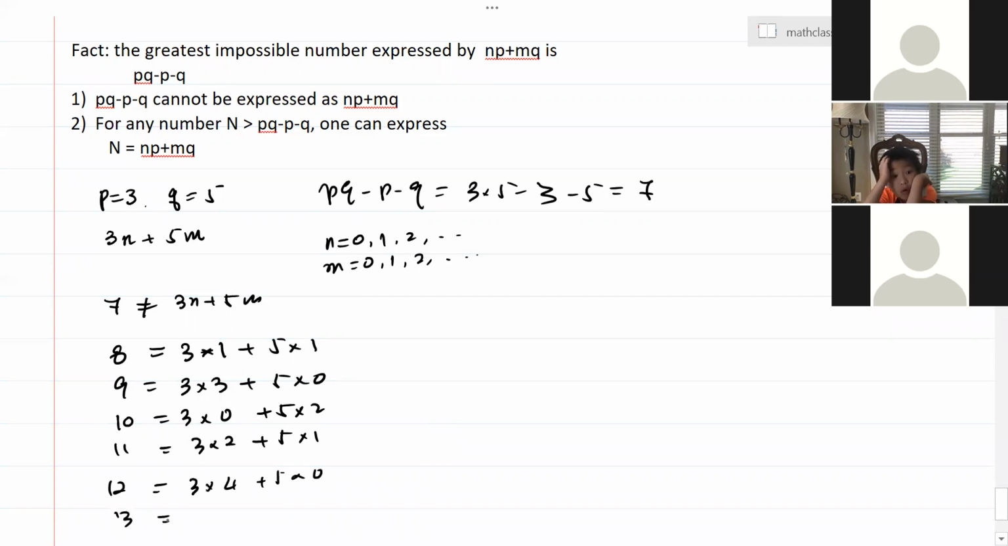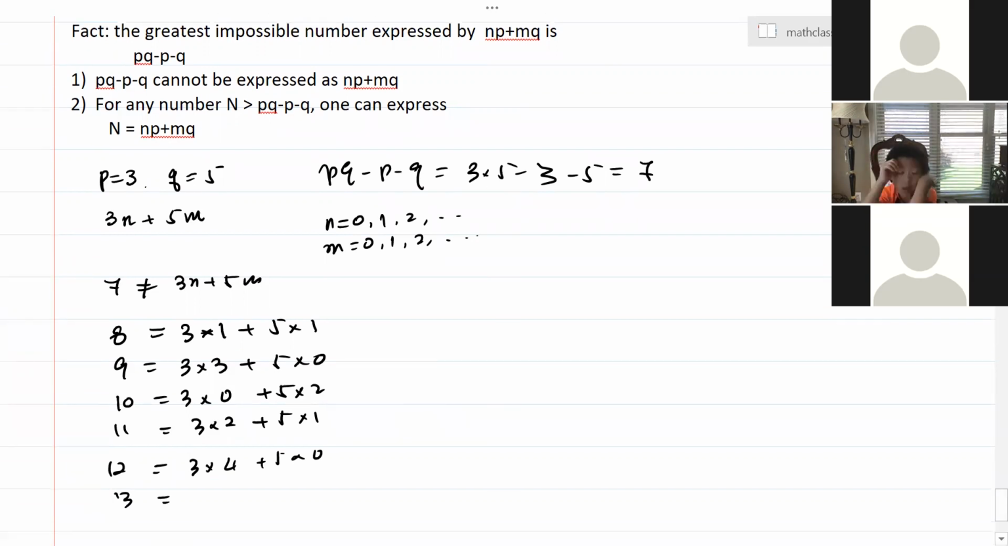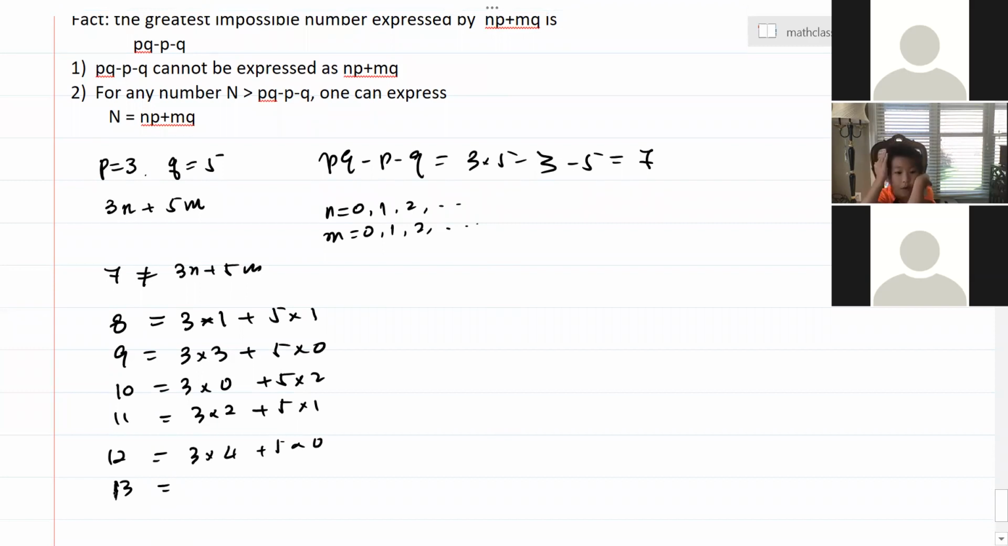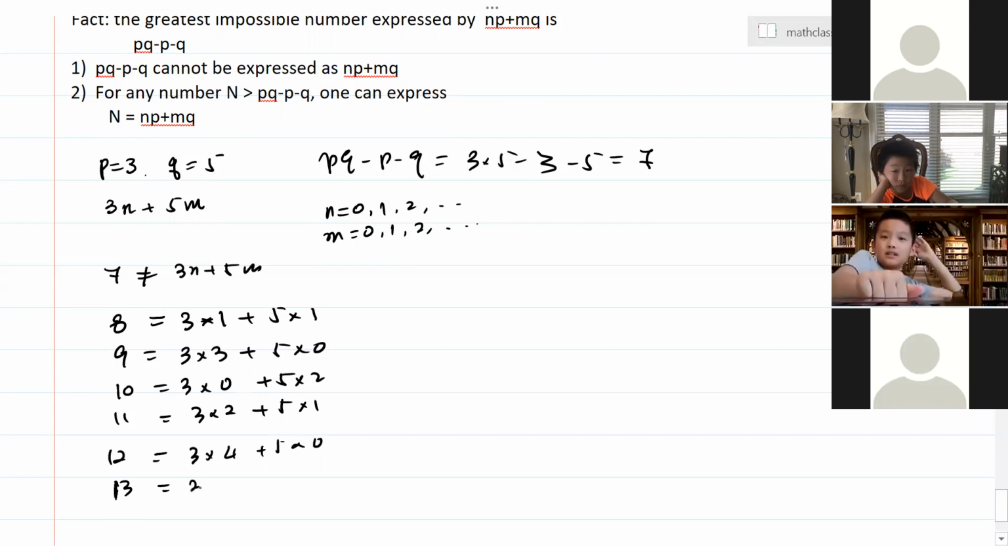And 13. Can you do 13? Use 3 times some integer, right? Can you figure it out? Okay. 3 times 1 plus 5 times 2, right? Yeah. Good. So anyway, I just try to tell you, after 7, you can always express it, but it's harder to prove. It's harder to prove.